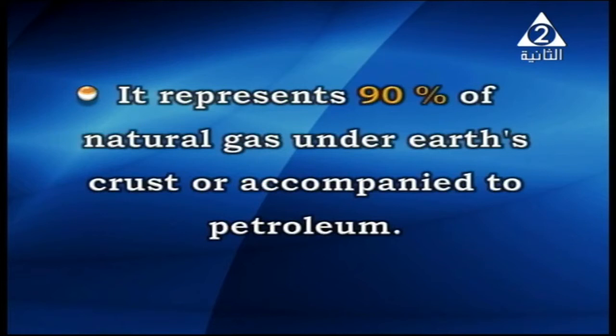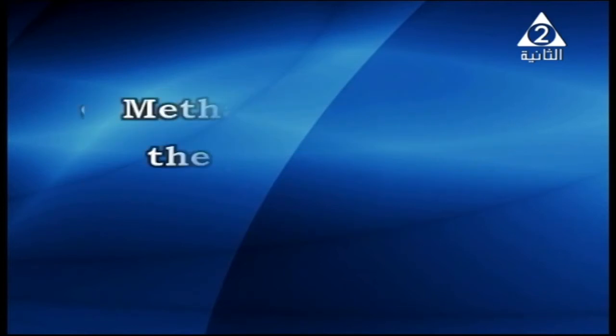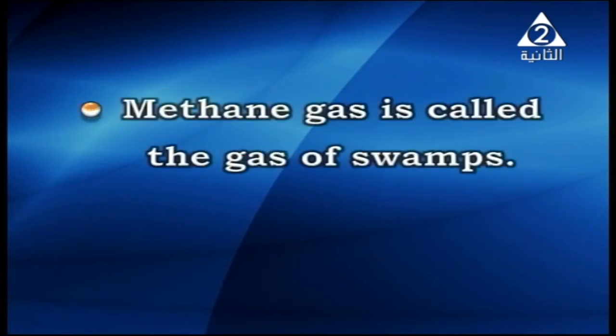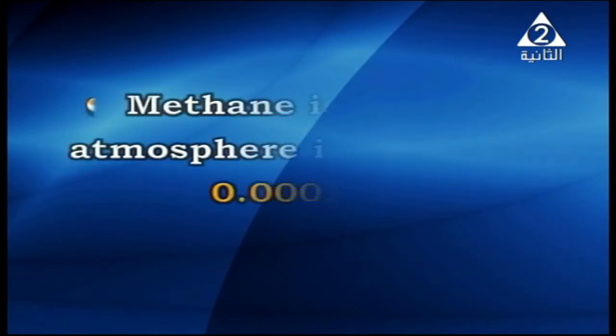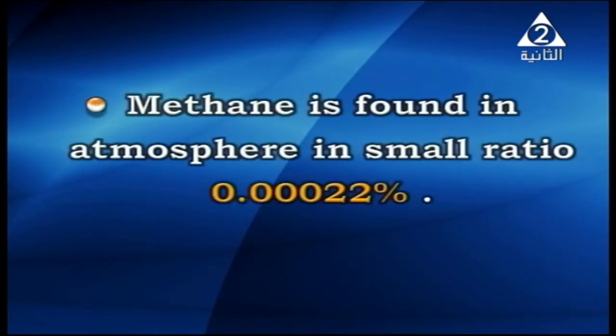It represents 90% of natural gas under the Earth's crust or accompanying petroleum. Methane gas is called the gas of swamps, and we have a give-reason in this point. Because it goes out as bubbles in swamps, produced from decaying organic wastes by bacteria. Methane gas is found in the atmosphere in a small ratio, 0.00022%.